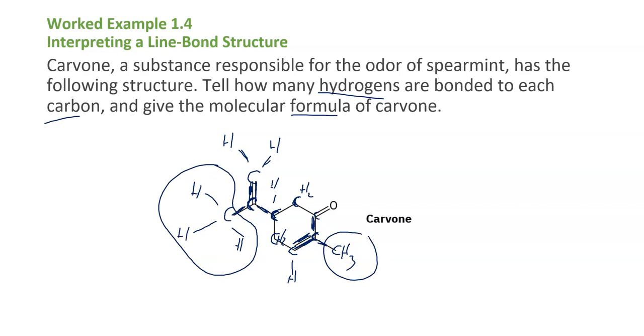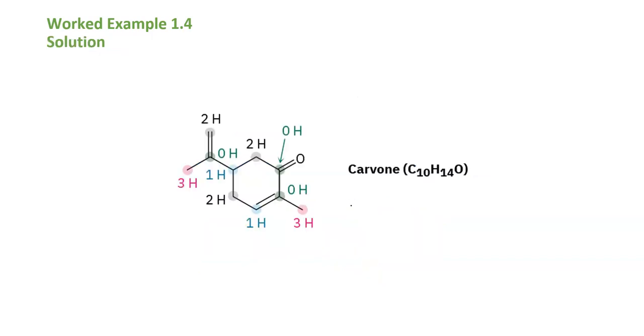But that's it. So we got 1, 2, 3, 4, 5, 6, 7, 8, 9, 10 carbons. So C10. And 1, 2, 3, 4, 5, 6, 7, 8, 9, 10, 11, 12, 13, 14, H14, and 1 oxygen. Generally, this is how we represent it, like carbon, hydrogen, oxygen. We'll get more familiar with that. So this is carvone. They say what it's used for. Oh, it's in spearmint. That's right. See if I did that right. All right, cool. It's always good when I get it right the first try.